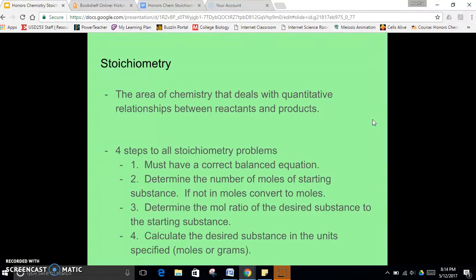Then you determine the mole ratio of the desired substance to the starting substance. So you're going to go from what you're starting with to what you're wanting to end with. And then you calculate the desired substance in the unit specified. It might be moles or grams, or it could be atoms, but most of the time you're going to see it as moles or grams. And like I said, that third step in a mass-to-mass problem, going to grams, is way more useful because that's what I know I can actually weigh out on a scale.